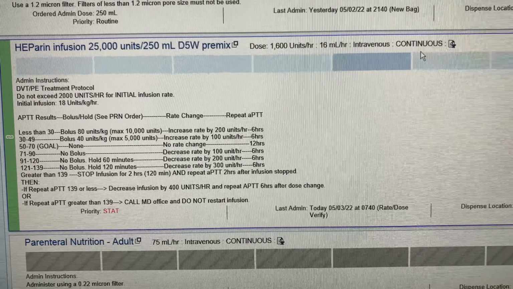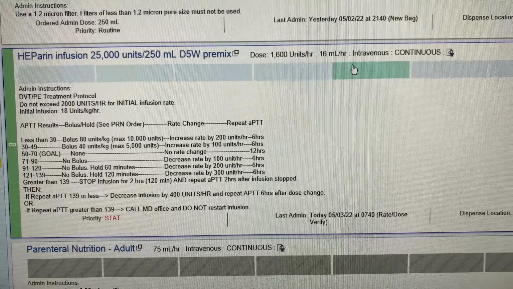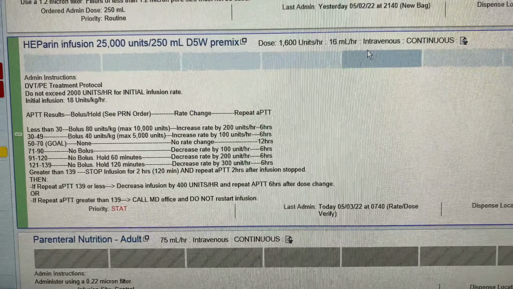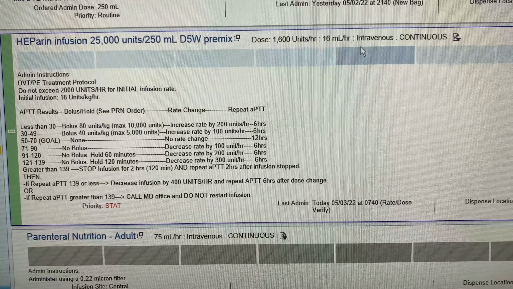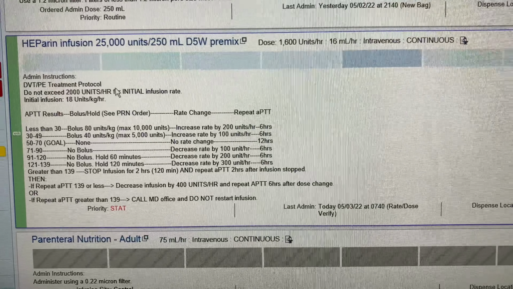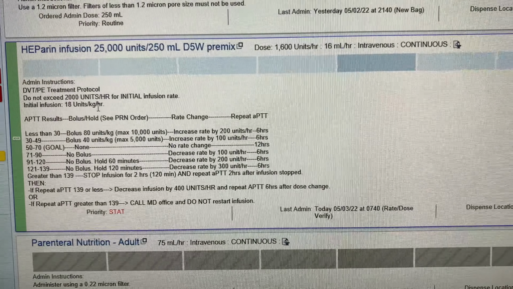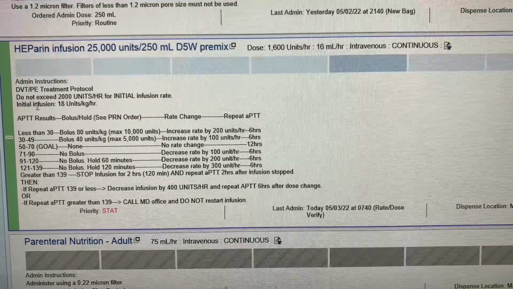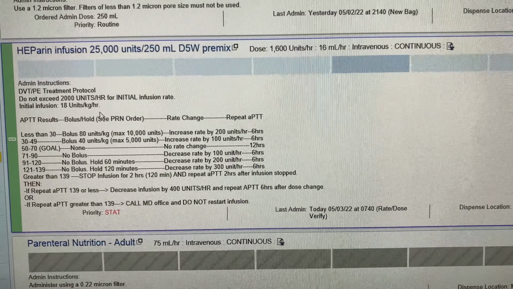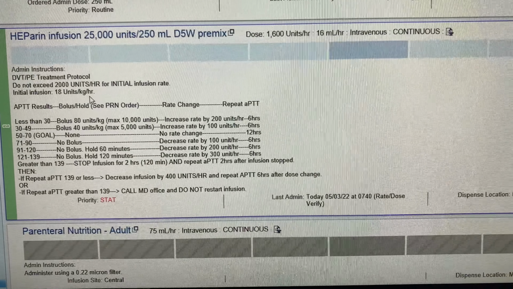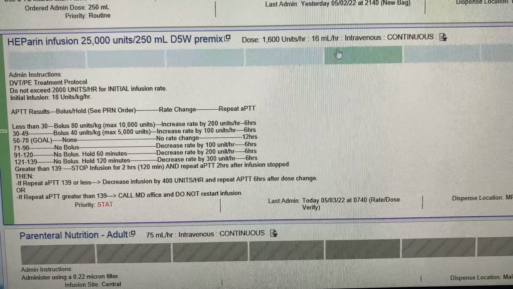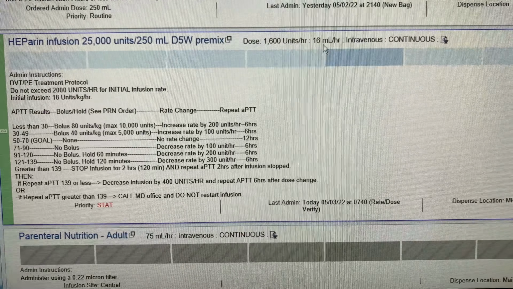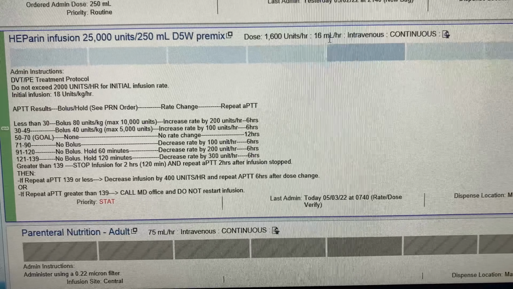But just so you guys know, one of the main factors in calculating the mLs per hour for the start rate of your heparin is heavily based on the patient's weight. So as you can see here, this is pretty much standard for infusing heparin. It says initial infusion 18 units per kilogram per hour. This is the calculation that is used to determine exactly what we need to start the heparin drip on, which I already said has been calculated to start at 16 mLs per hour.